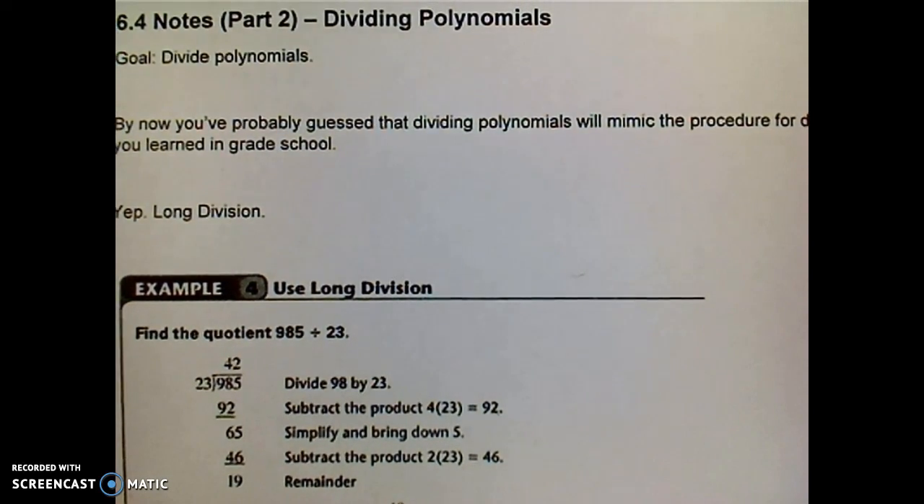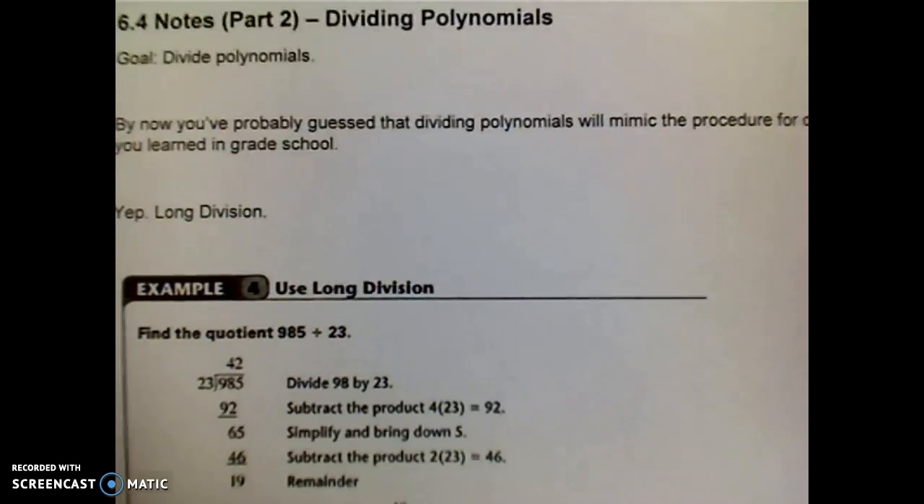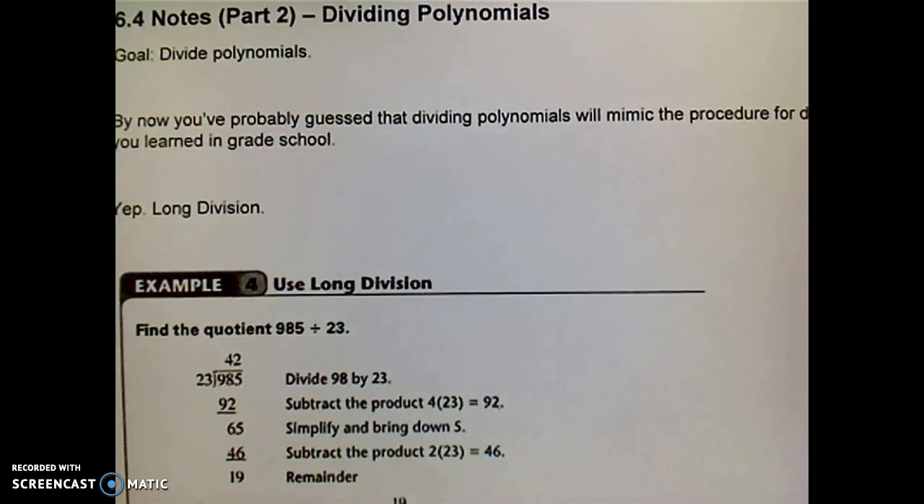Moving on to the second part of section 6.4, we've considered multiplying polynomials. The opposite of multiplication is division, the inverse operation. So we can consider dividing polynomials as well. And when we look at dividing polynomials, you probably guessed by now that we're going to mimic the procedure for division that you learned back in grade school, which is long division.